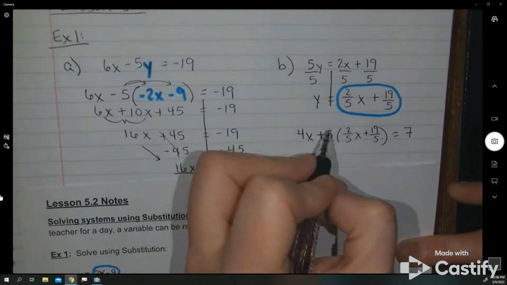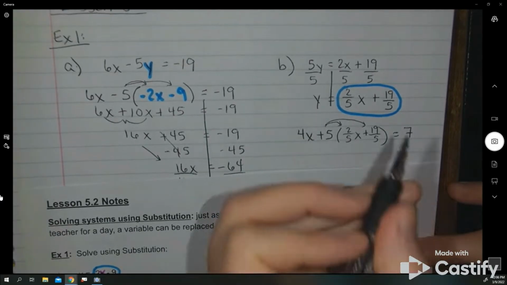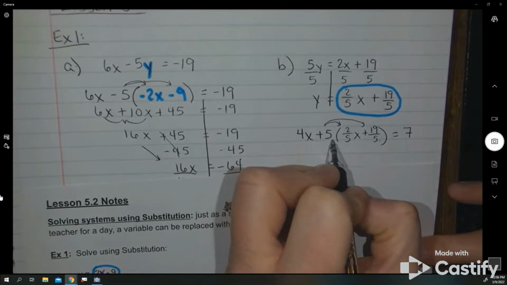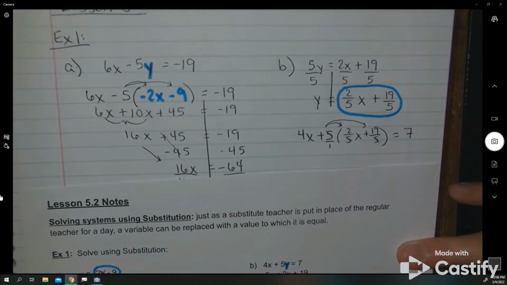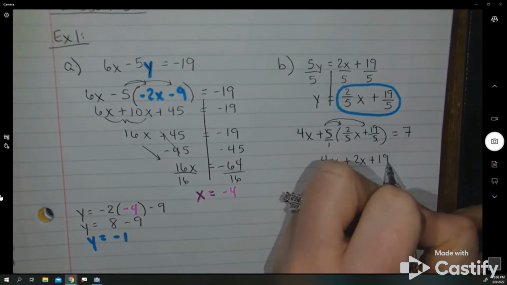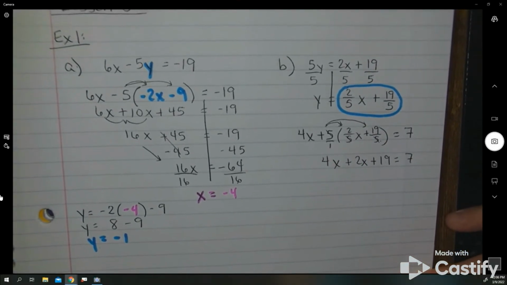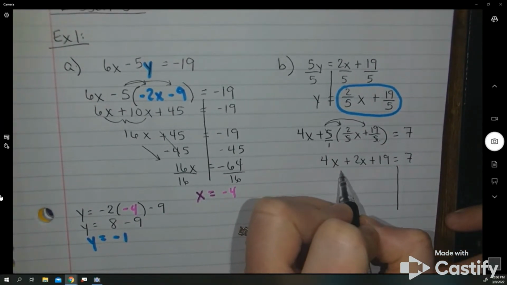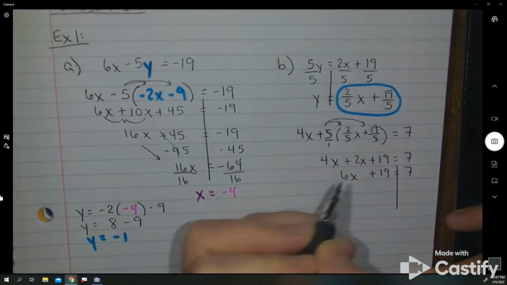Now, you'll notice here, since we start with distributing, if I multiply these fractions with the denominator 5 by a whole number of 5, they will cross-cancel those denominators. So that means I'm going to be left with 4x plus 2x plus 19 equals 7. So it really took those fractions right away for us. 4x plus 2x, so when I combine my like terms, I have 6x plus 19 equals 7.